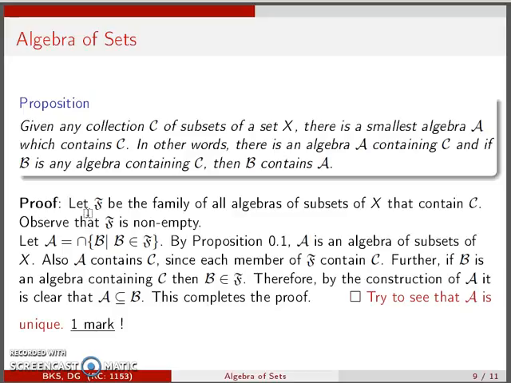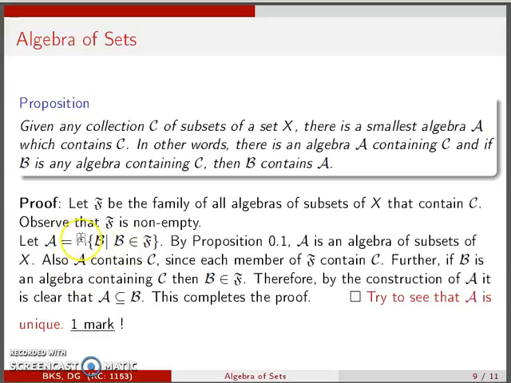So the proof. Let script F be the family of all the algebras of subsets of X that contain C. Obviously, script F is non-empty. Why? For you to verify. And then we can define script A as the intersection of all these algebras that belong to script F. And by the previous proposition, script A is an algebra of subsets of X.